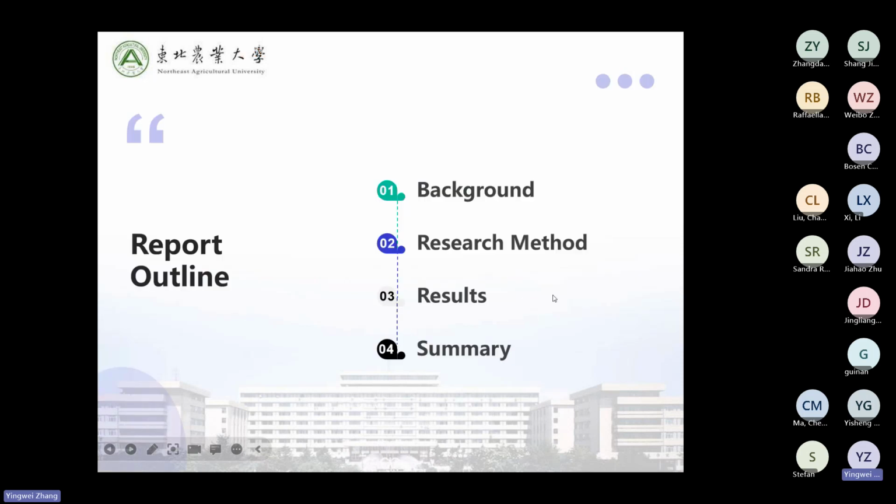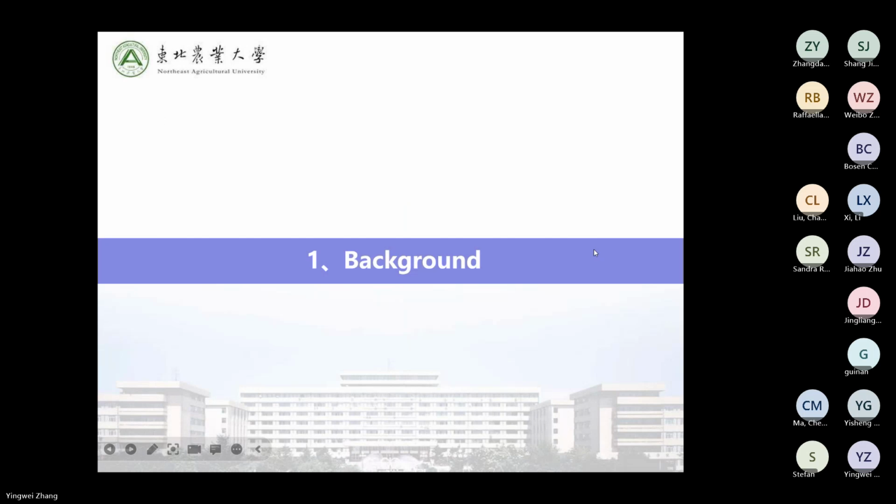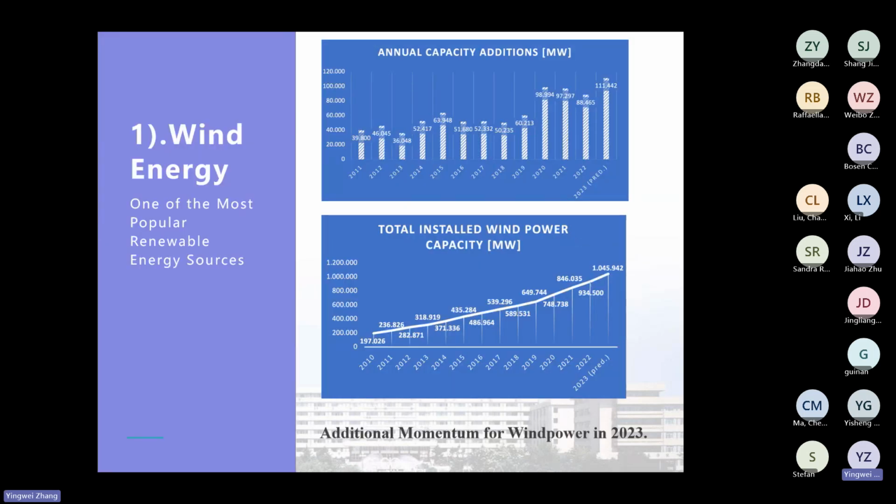I will report on the following four aspects. First is the background. Wind energy is one of the most popular renewable energy sources today. Wind power development gained momentum this year. According to the report, it is expected that at least 110 gigawatts will be installed throughout this year. By the end of this year, total installed capacity will reach 1 million gigawatts.